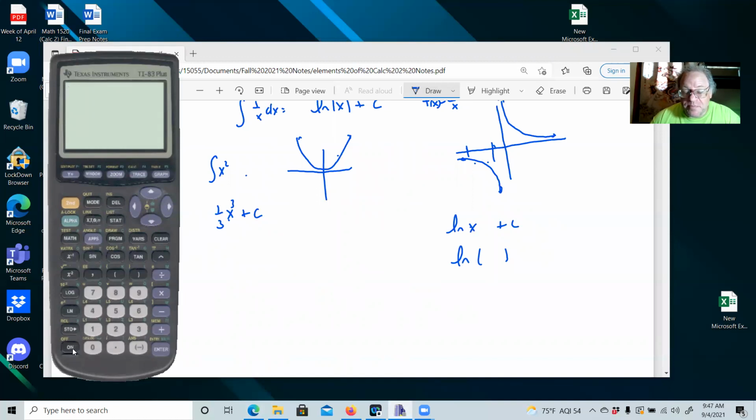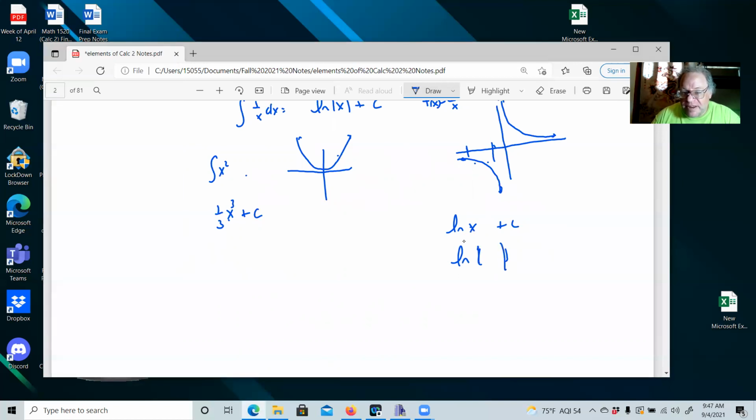You can't take the natural log of a negative. You're going to need complex numbers to do that, and we're not getting into that here. So let's take the natural log of negative 5. It's not really defined. So that's why we put the absolute value in there.